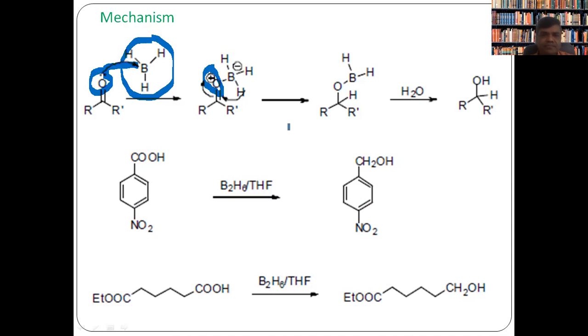This borate structure is formed. Now oxygen gains its lone pair from the pi bonded electrons, which means the pi bonded electrons move onto the oxygen. And now what is the charge on carbon? Positive, electron deficient. And the hydride ion from the boron migrates to that carbocation. So a C-H bond is formed, and oxygen gains its lone pair. In this way, hydride ion transfer takes place.